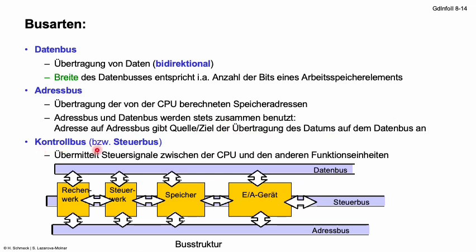And then we have the control bus, which is about transmission of control signals between the CPU and the other functional units. Here you can see an illustration. Here we have the data bus. Here we have the address bus, which are always used together, as we said. And here we have a control bus used for transmission of control signals.